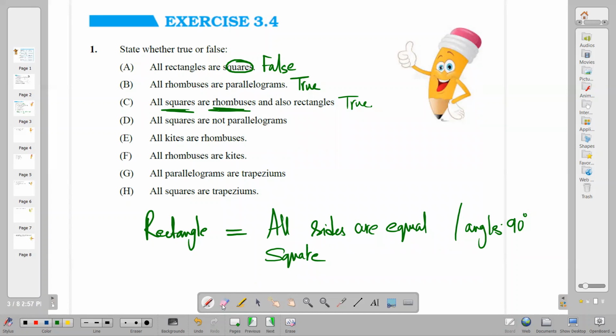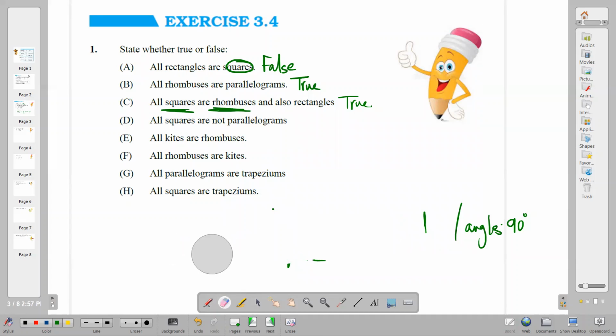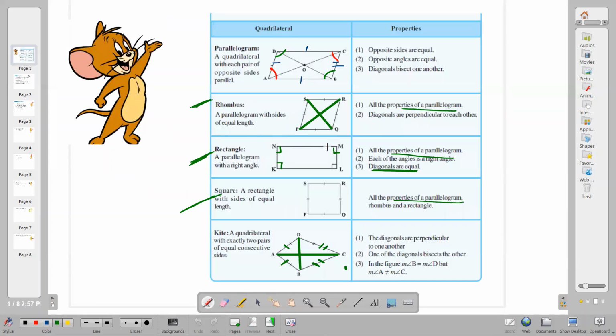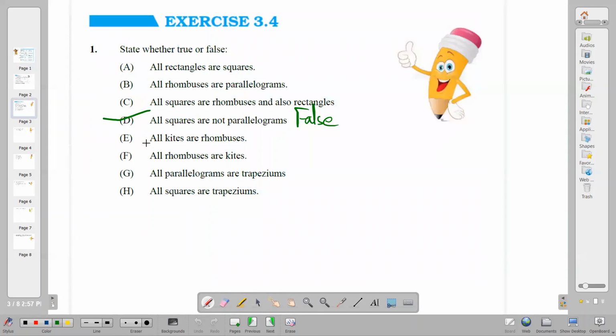Okay. Now next question, all squares are not parallelogram. True है या false? All squares are not parallelogram. False है. हमने properties में ही देखा. All squares have all the properties of parallelogram. इसीलिए ठीक है.